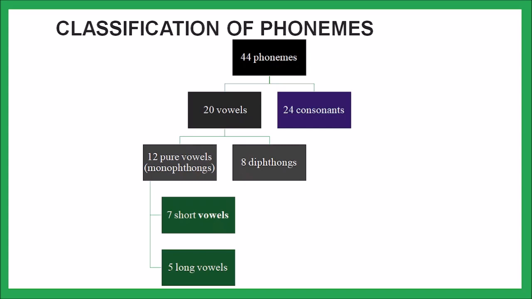So such sounds which are uttered without any obstruction in the vocal tract, they are called vowel sounds. You can utter a vowel sound till you run out of breath. You can keep on pronouncing the letter A till you run out of breath. You cannot do that in the case of a consonant letter.